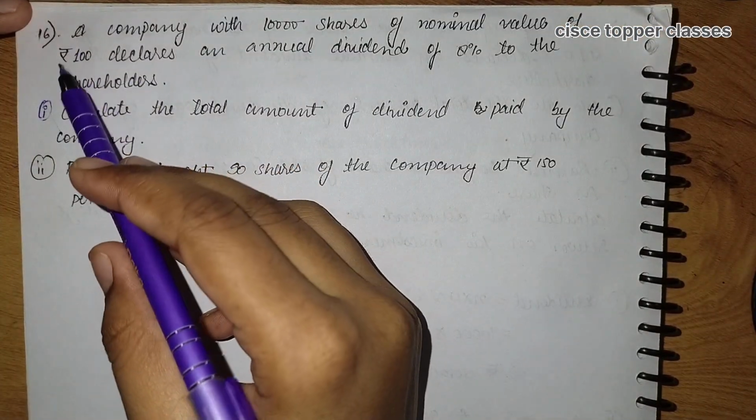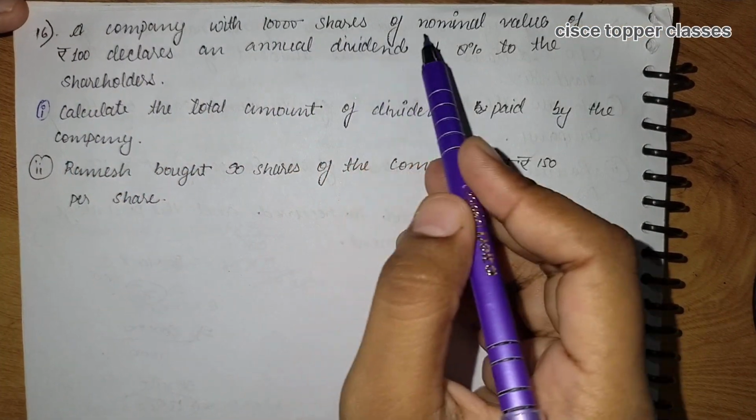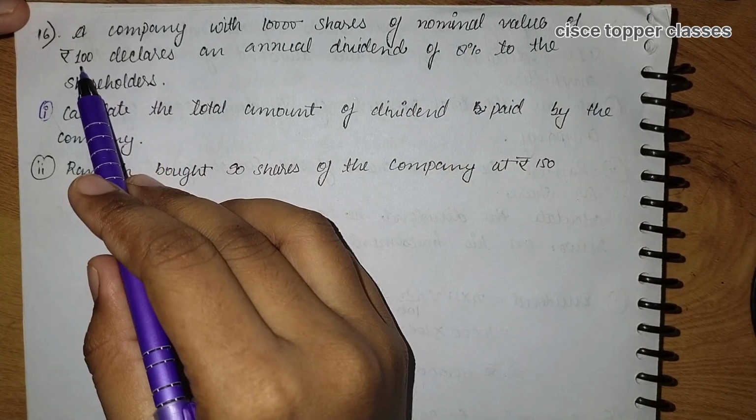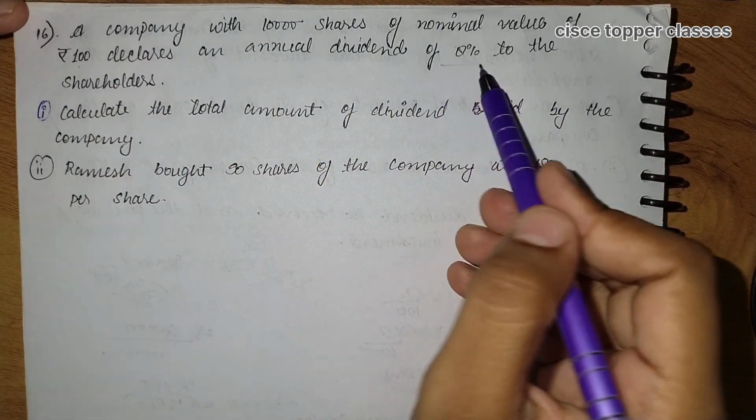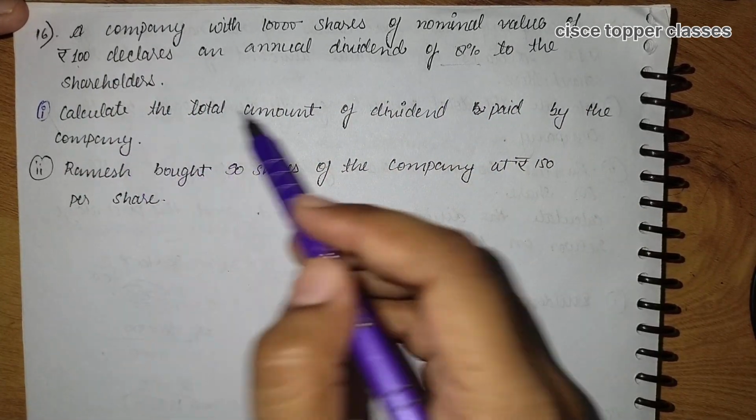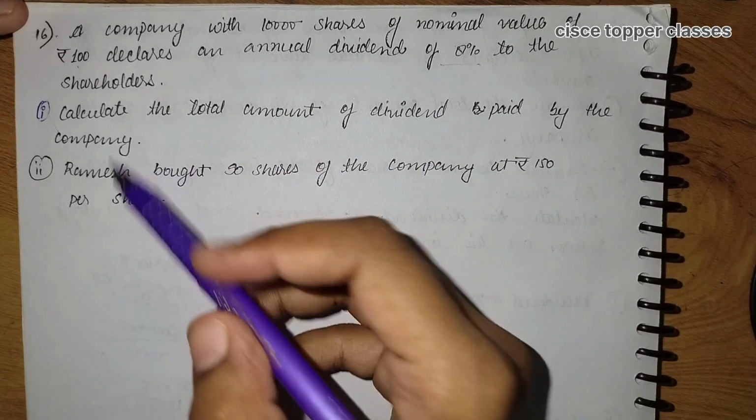Now let us solve question number 16. A company with 10,000 shares of nominal value of rupees 100 declares an annual dividend of 8% to the shareholders. Calculate the total amount of dividend paid by the company.